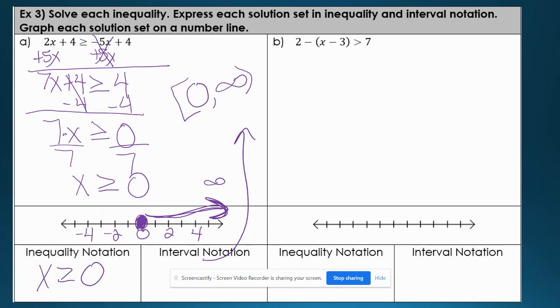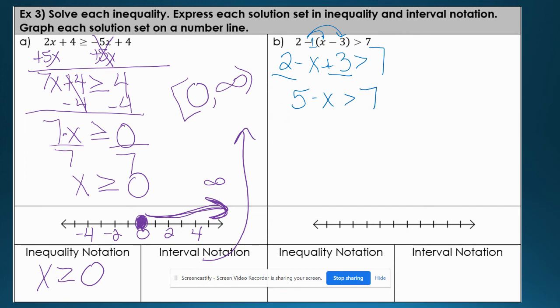That is a bracket. And infinity always gets a parenthesis. For letter B, we have to start with eliminating or getting rid of those parentheses. Remember, this is really a minus 1 in front of there. So we're going to keep the 2 and distribute that negative 1 to both the x and the negative 3. Negative 1 times x is negative x. Negative 1 times negative 3 is positive 3. We keep the sign of greater than and 7. Yes, we multiplied by a negative, but we weren't doing that across the inequality sign, so we don't change it. We have like terms of 2 and 3. 2 plus 3 is 5.